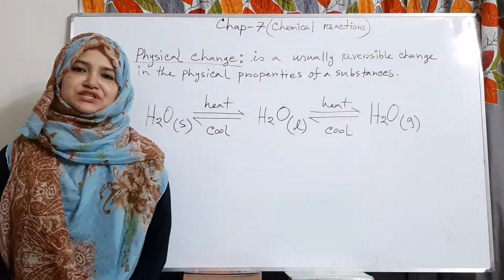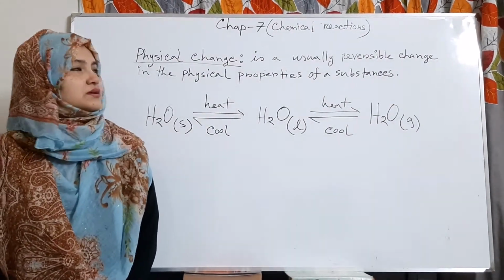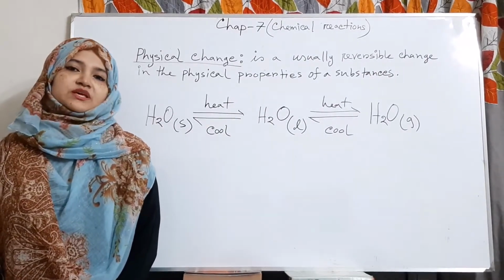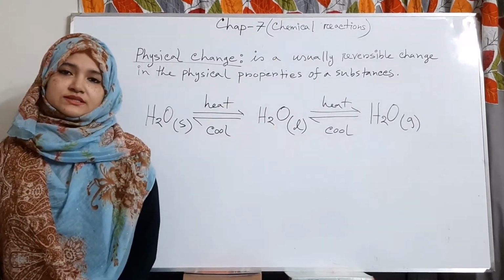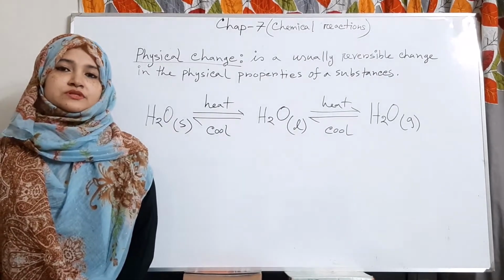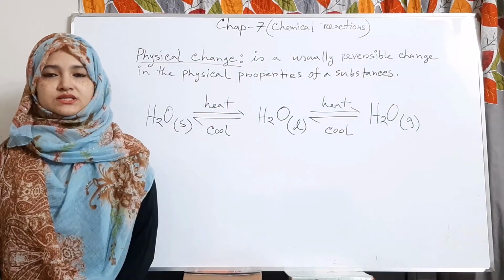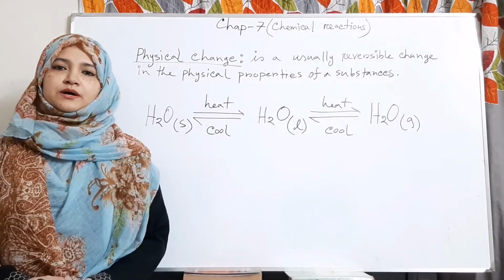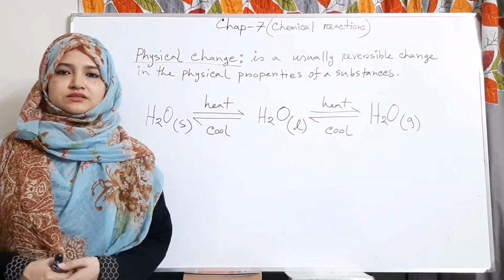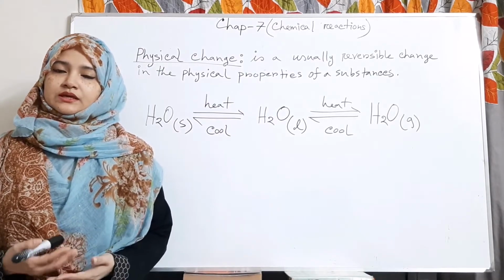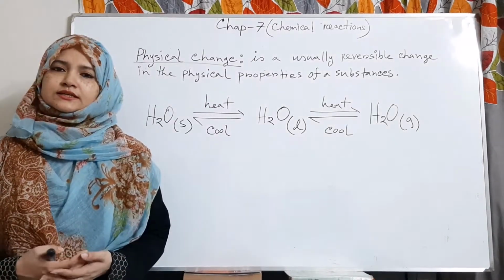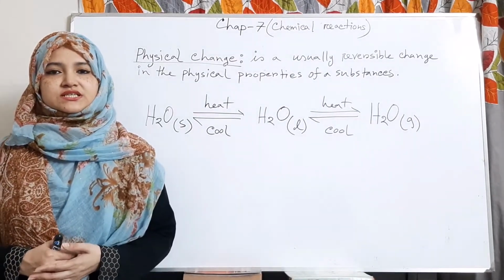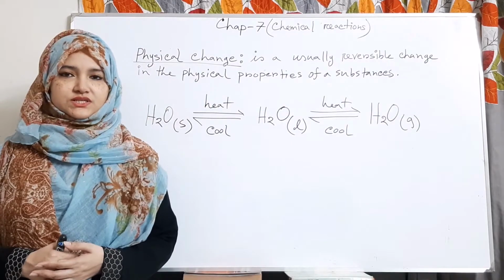Today I will start a new chapter, chapter 7, which is about chemical reactions. Different types of chemical reactions are going on around us. But before discussing chemical reactions, we have to learn about the changes in matter. Okay? In our surroundings, there are mainly two types of changes. One is physical changes and another is chemical changes.